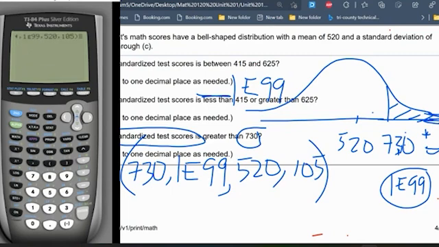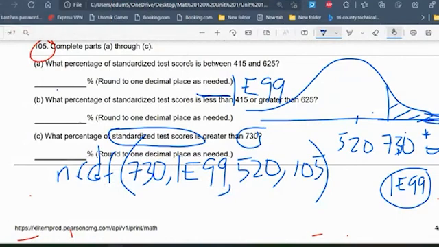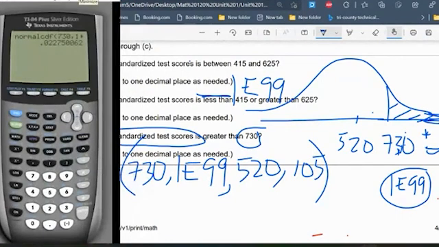Calculate the area to the right. So that area to the right is 0.0227. I'm told to round to 1 decimal point, and first of all, I'm told to put it in percent. So multiply by 100 and round to 1 decimal point. So my answer is 2.3%.